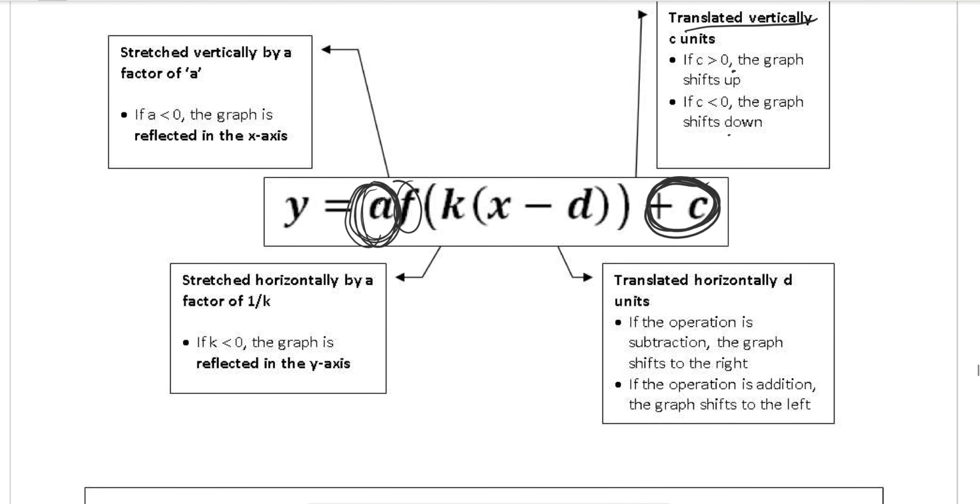The transformations that affect the inputs are the k value. This is your horizontal stretch or compression. If it's negative, it's a reflection in the y-axis. And here your d value, which is a horizontal translation. If this operation is a subtraction, x minus d, inside these brackets, remember k has to be factored out, then your graph is a shift to the right. And if the operation is an addition, x plus d, then your graph shifts to the left.